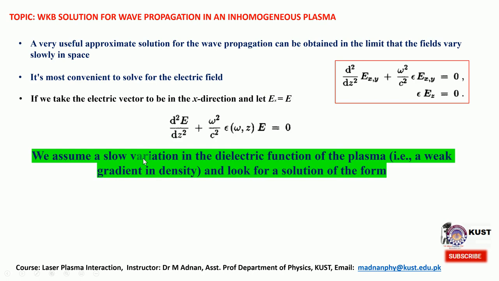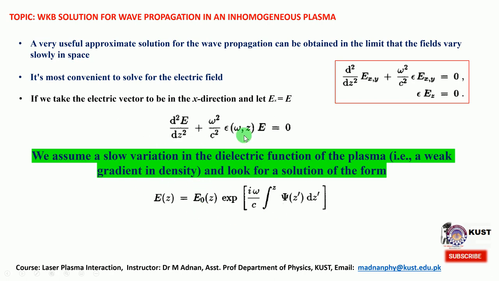Now, as I told you, we assume a slow variation in the dielectric function of the plasma, that is, a weak density gradient is there, and look for the solution of the form. Now, we have assumed that the electric field is varying slowly in space, and also the dielectric function varies with z. The dielectric function is nothing but 1 minus omega p squared over omega squared, where this omega p in the numerator is a function of density. So when the density is varying slowly, that means the dielectric function is a slowly varying function of that density gradient.